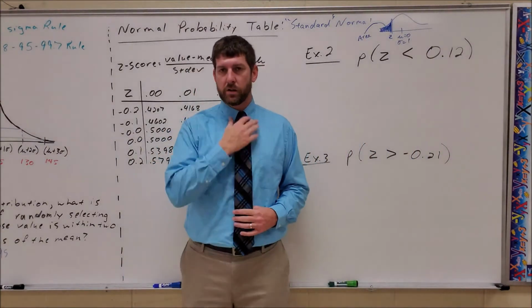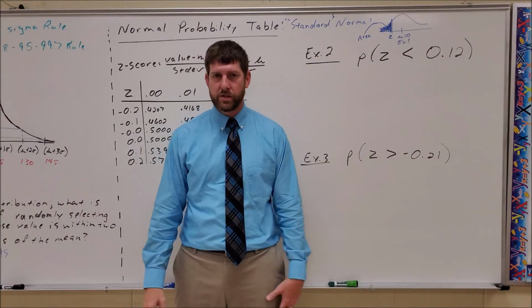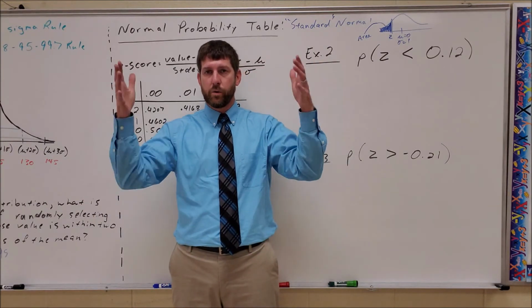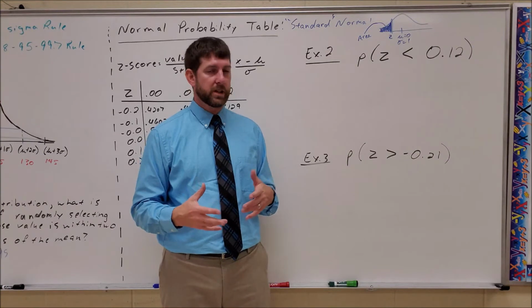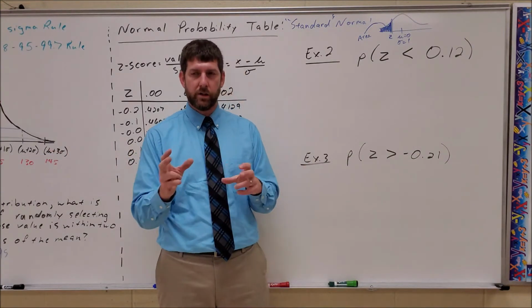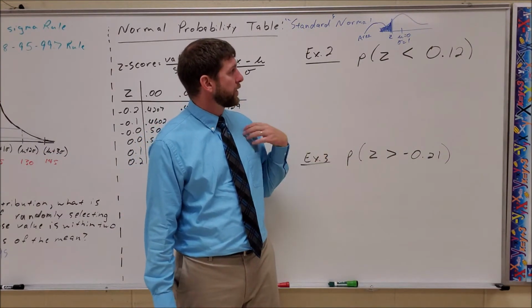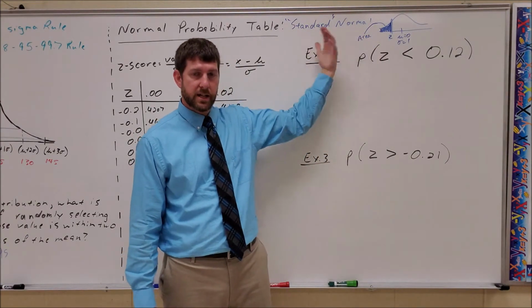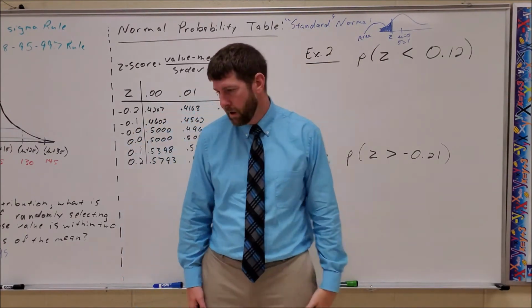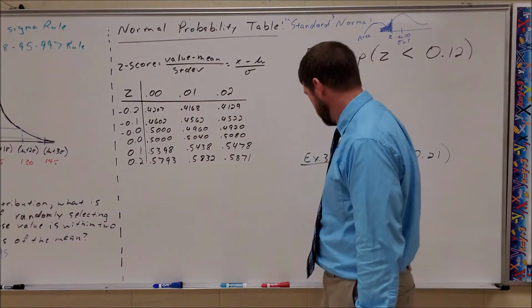Some tables will give you a right-hand area. They don't happen very often. Some tables may give you between values and stuff like that. All of this is predictable because we have set rules for how often each probability occurs. But what we use, and what's most common, is going to be this less than, or left-hand, area. All right, so let's talk about how to read through this.